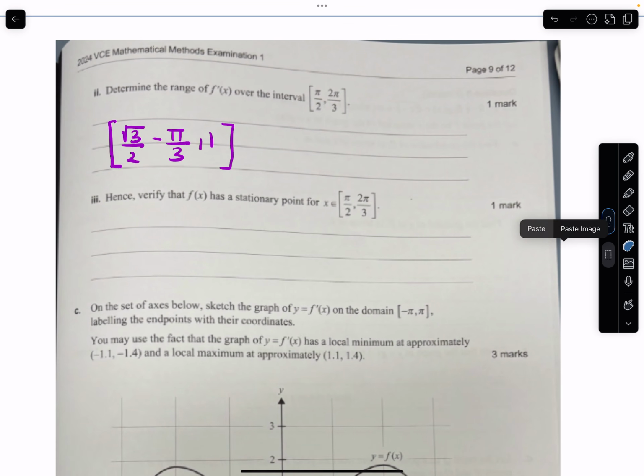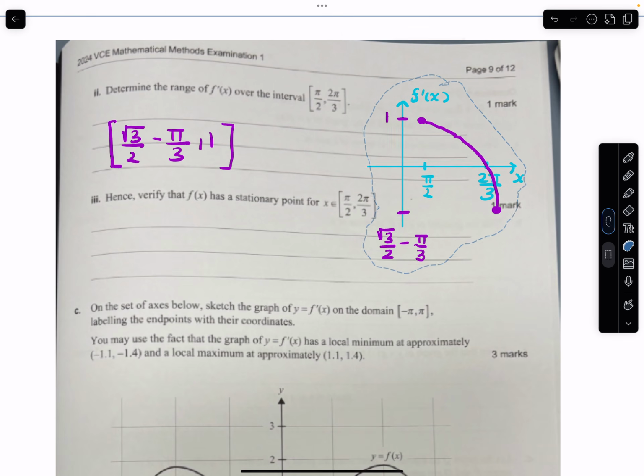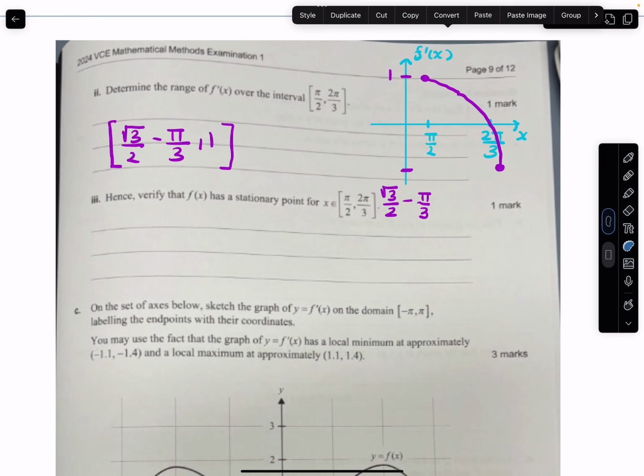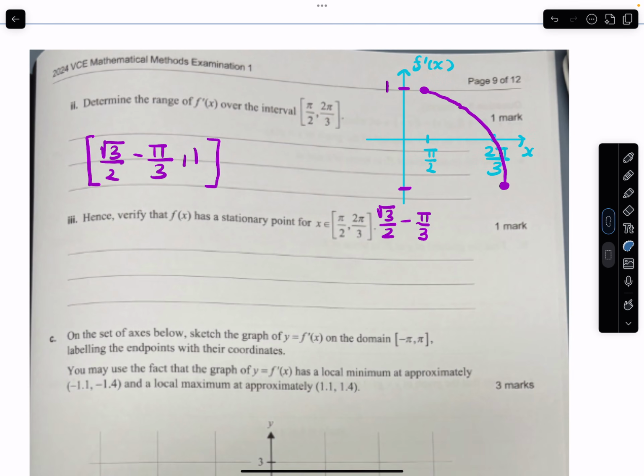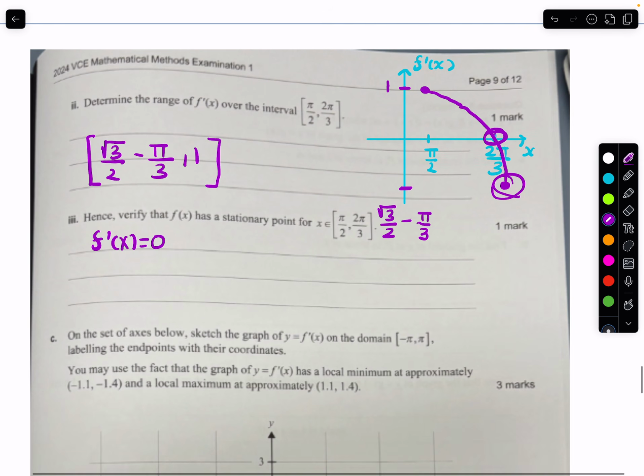Let's paste it here. How is this graph going to help me? It's so cool to use this graph. It says verify that f of x has a stationary point between pi on 2 and 2 pi on 3. For a stationary point to occur, f dash of x has to equal 0. We can see 2 pi on 3 is here, and between pi on 2 and 2 pi on 3, f dash of x is 0. So it does cross the x-axis, and because it crosses, there is a stationary point somewhere here.